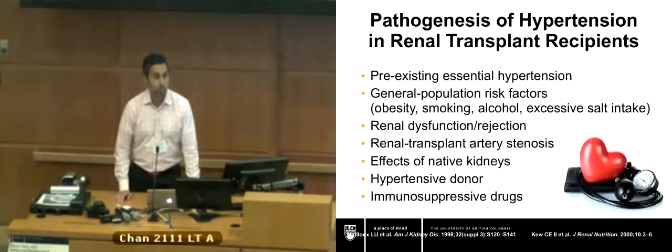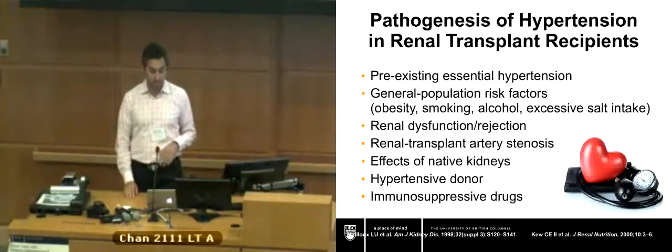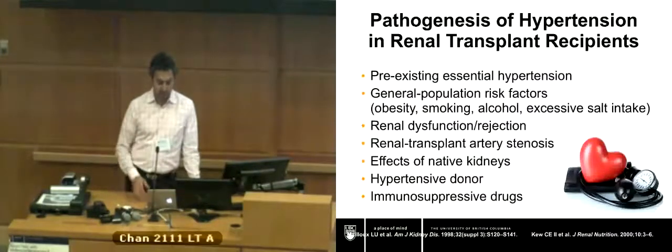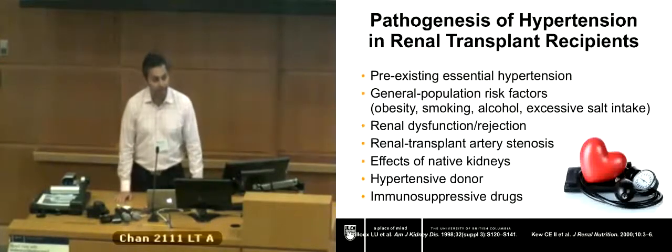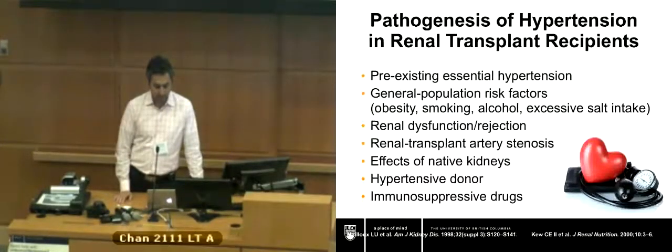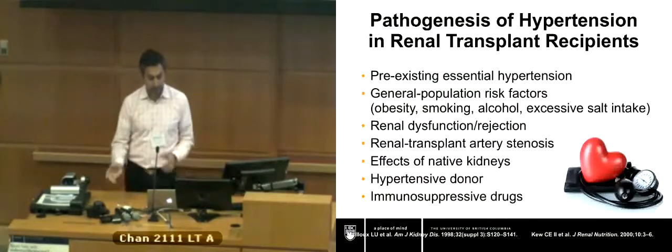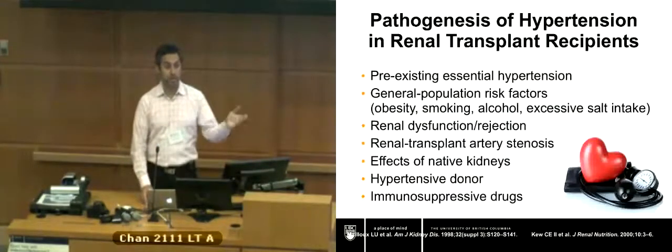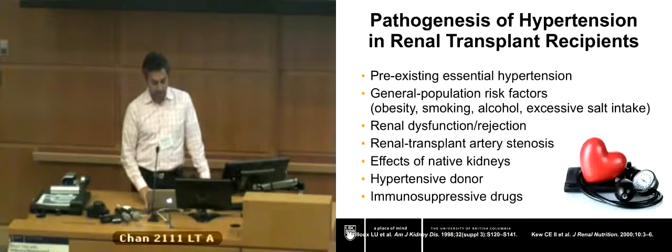But hypertension, I think, is probably one of the most important targets that we have to treat in order to reduce cardiovascular risk. And obviously, a lot of patients will have pre-existing hypertension, but the general population risk factors like obesity, smoking, alcohol, and excessive salt exist in our transplant patients as well. Renal dysfunction and rejection can worsen hypertension. You can develop renal transplant artery stenosis, which hopefully is not that common. I'm not sure how common that is seen. I guess it would be surgeon and site dependent. The effect of the native kidneys on hormonal balance may also influence hypertension development. Obviously, if you have a hypertensive donor who has some glomerulosclerosis, then that might lead to recipient hypertension. And the immune suppression drugs that we use, which prolong survival of the graft in the patients, also, unfortunately, as a side effect, can cause hypertension.